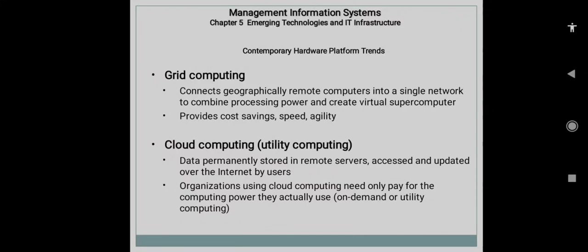Grid computing allows corporations to take advantage of spare computing power in the form of network virtual supercomputers, and cloud computing allows organizations to avoid the expenses of maintaining their own hardware and software, relying on the cloud instead.